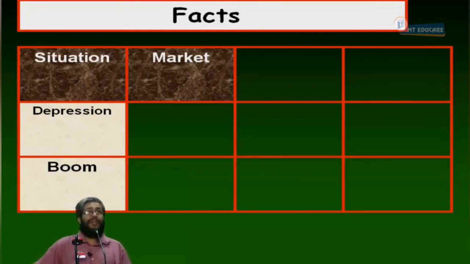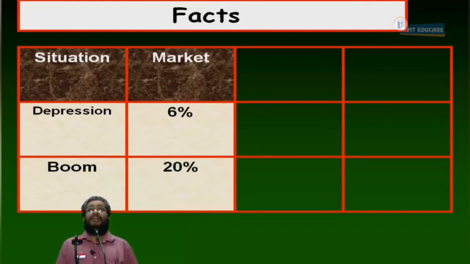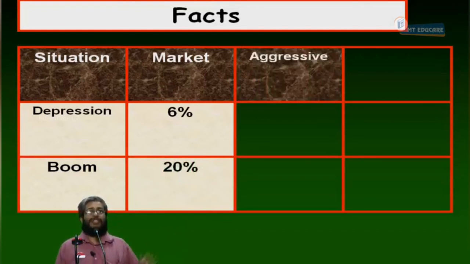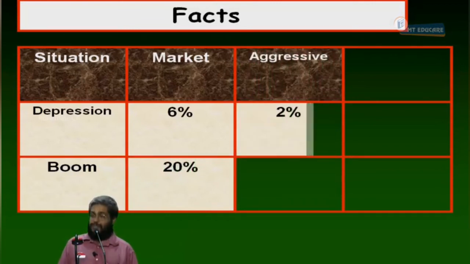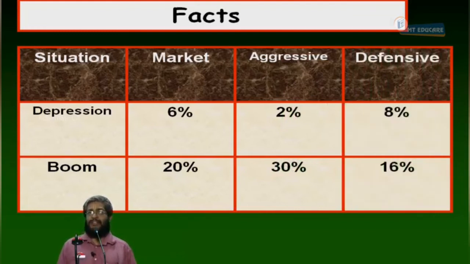First of all, if there is a recession in the economy, how does the market perform? Market is expected to give me how much return? 6%. If the economy performs exceedingly well, I don't want to use the word boom, what is the percentage return here? 20%. In the two situations, aggressive share is expected to perform at 2% or 30%. Defensive share at 8% and then 16%.